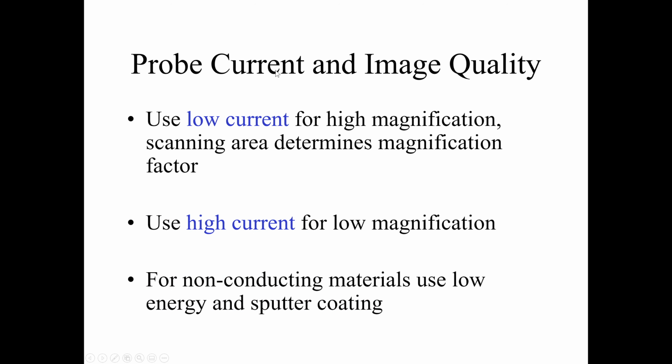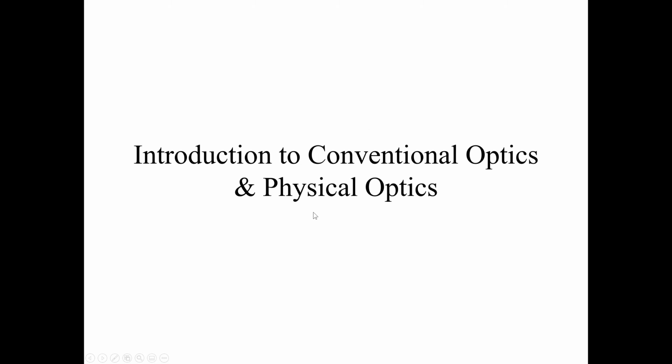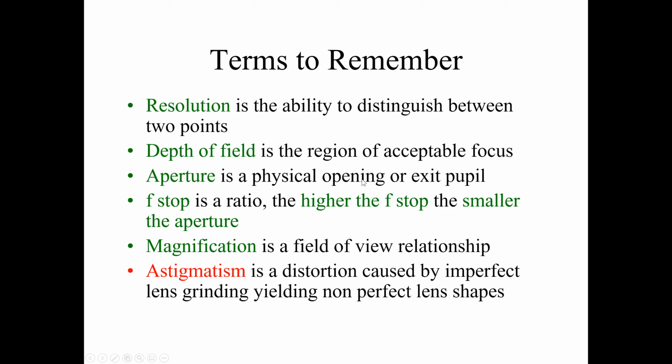Probe current, all that is the size of the beam. If you're doing high magnification work, you have a very low current. For low mag work, it's a high current. If you have something that charges or is non-conducting, you want to use a beam with a current of low energy and spot size. And next we're going to talk about conventional optics, so you understand how the physical optics of the electron microscope actually works.